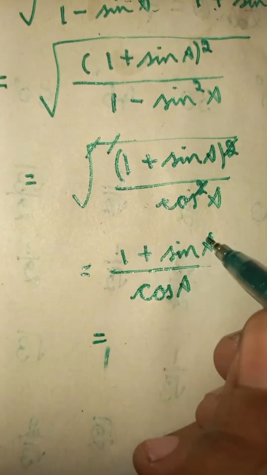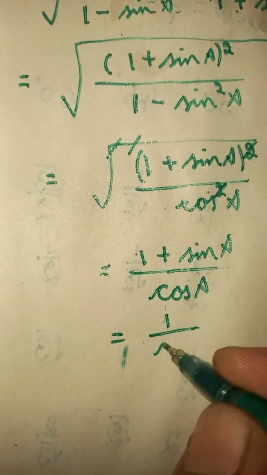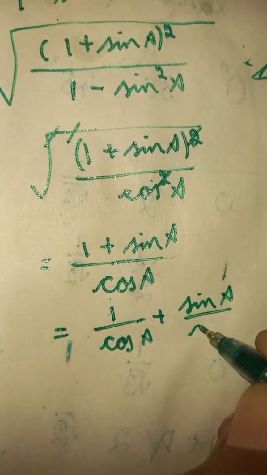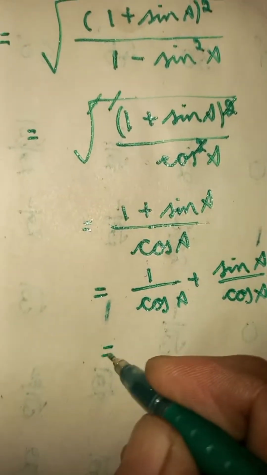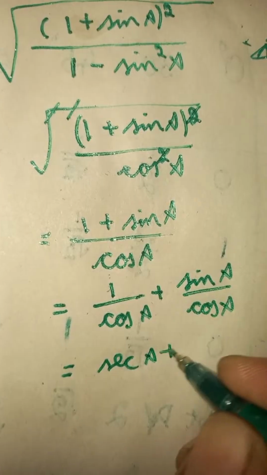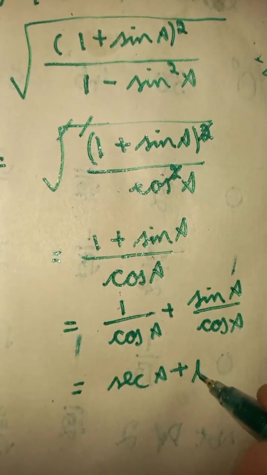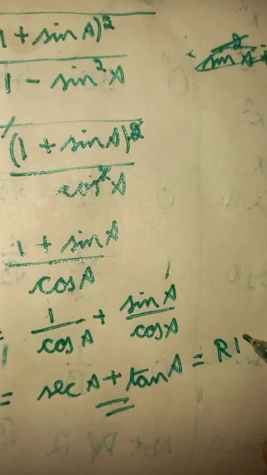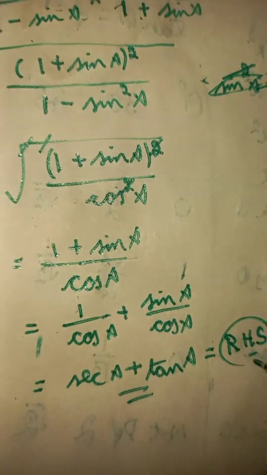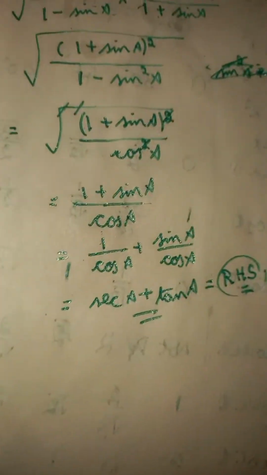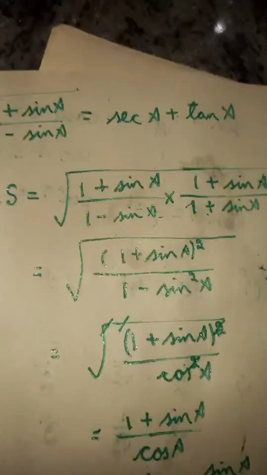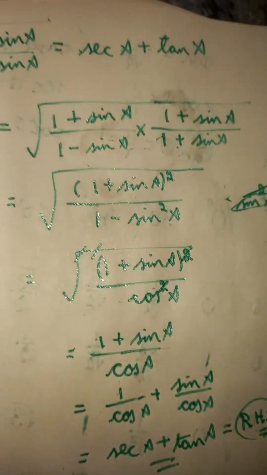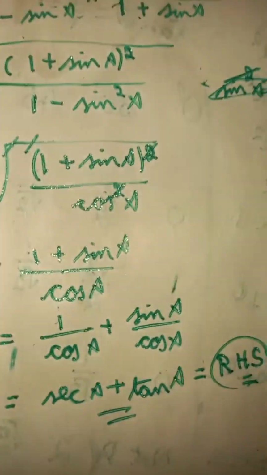You need to divide both terms by cos A. That is 1 by cos A plus sin A by cos A. 1 by cos A means secant A. Sin A by cos A means tan A. That's what they're giving us as RHS. Let's take more problems of it. Here LHS is equal to RHS.